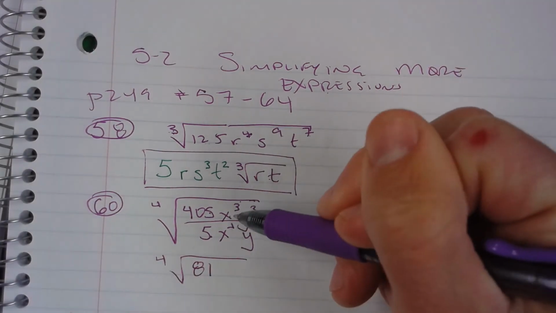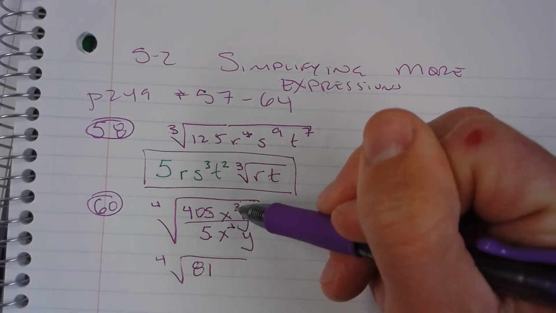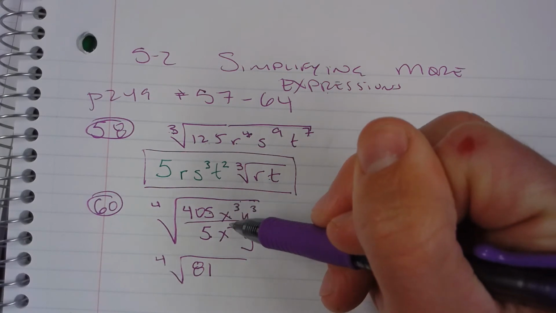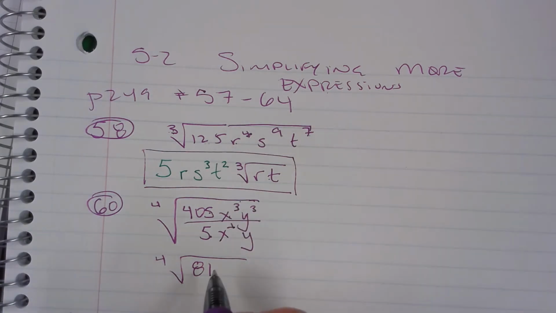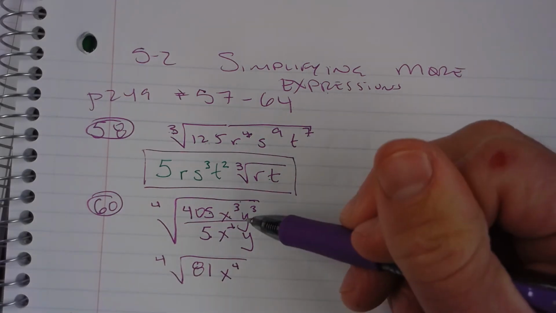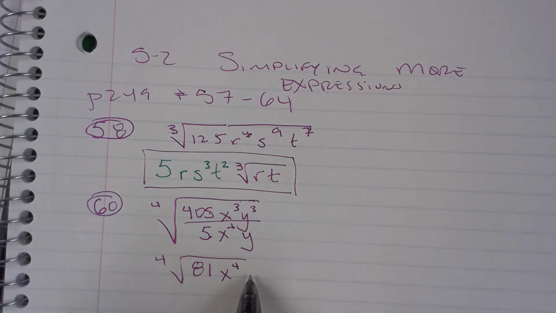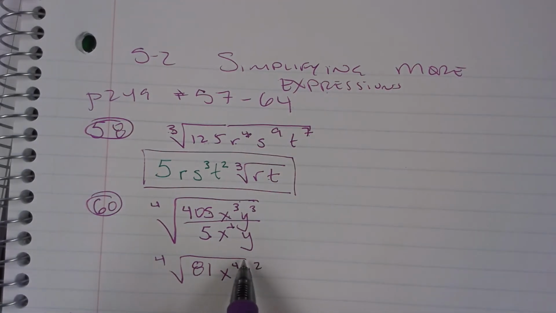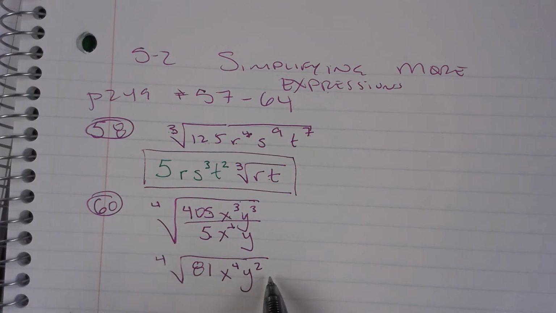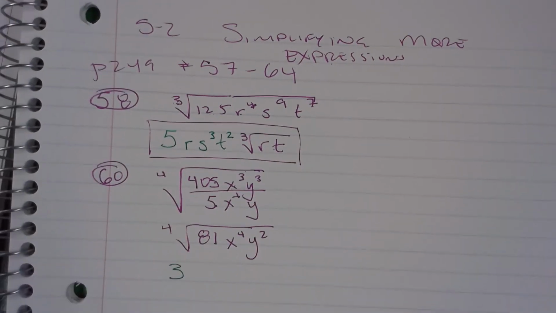I have x cubed divided by x to the negative 1, and when I have the same base and I'm dividing, I subtract. So 3 minus negative 1 is 3 plus 1, and that's x to the 4th. And then finally, y cubed over y is y cubed minus 1, which is y squared. So this fraction simplifies down, and then I have to ask myself, do I know the 4th root of 81? And the answer is yes, it's 3. So 3 goes out front.